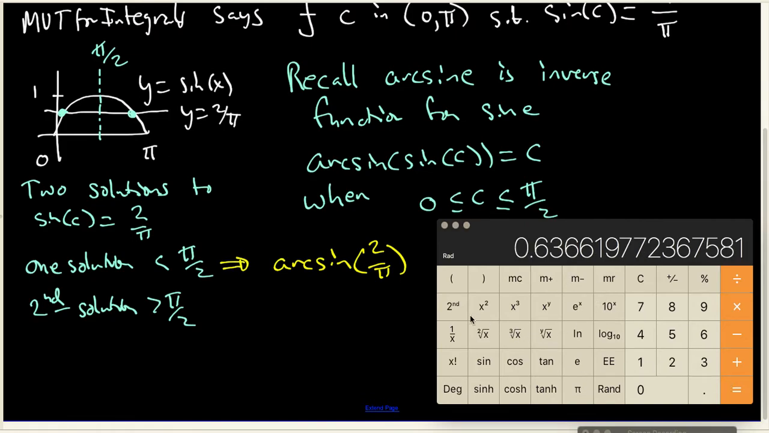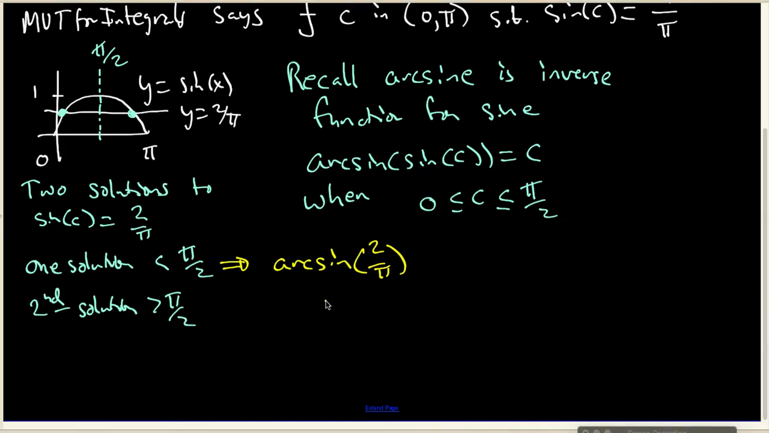That's 2 divided by pi. And now to get the arcsine, I want to do the second sine function. Once sine has that -1 on it, that is an arcsine or an inverse sine. And when I hit that, I have the arcsine of 2 over pi. So the arcsine of 2 over pi is about 0.69.